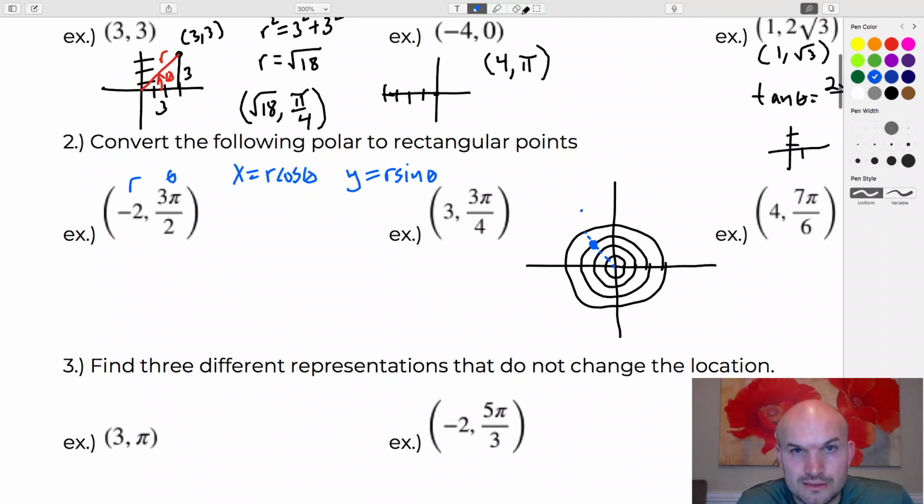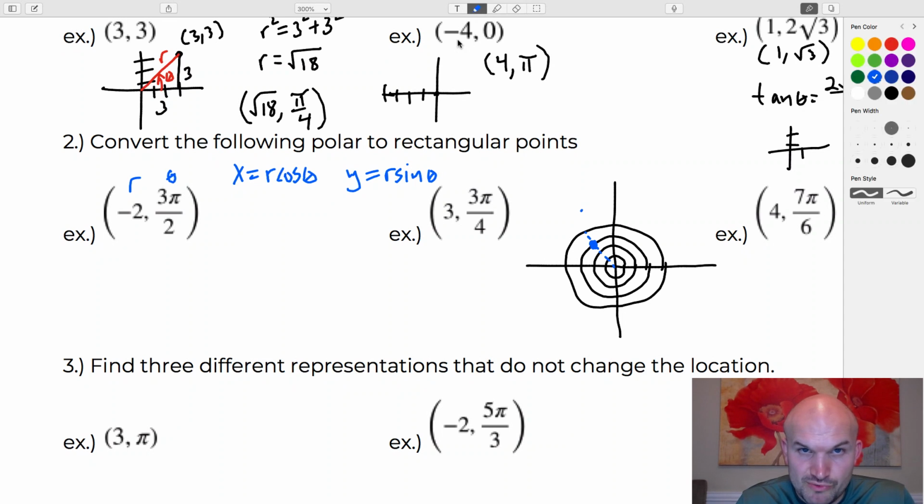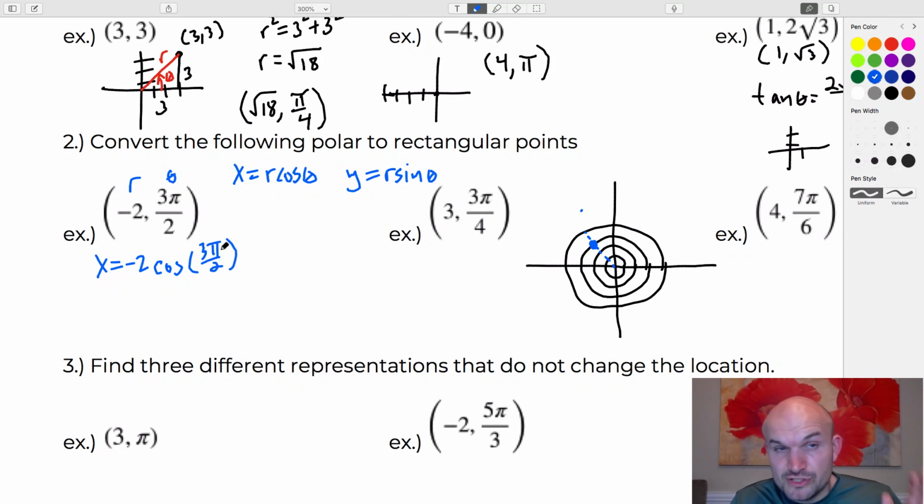So you know what? I'm going to get rid of that graph. Hopefully, I'll leave it there because that was at least a good review for anybody that's watching as far as polar graphs. So in this case, I have x is equal to -2 times the cosine of 3 pi over 2. Well, remember, guys, 3 pi over 2 is going to be on the y-axis, and the cosine is the x-coordinate, which is going to be 0. So x is equal to 0.